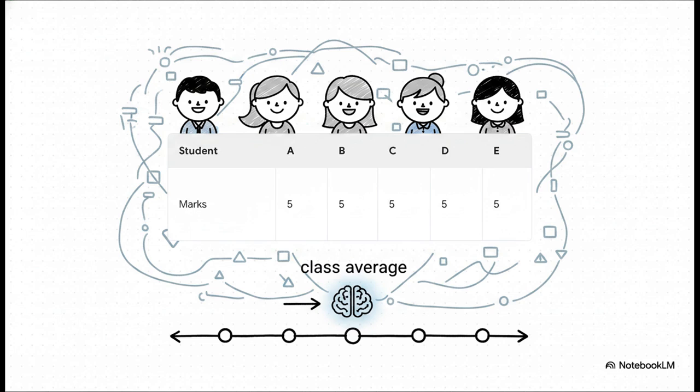Imagine a class with 5 students, A, B, C, D, and E. Let's say they all start out with an equal score of 5 marks. In our quantum system, this perfectly represents our initial uniform superposition. Every possible answer has an equal positive amplitude. So the class average right now is exactly 5.